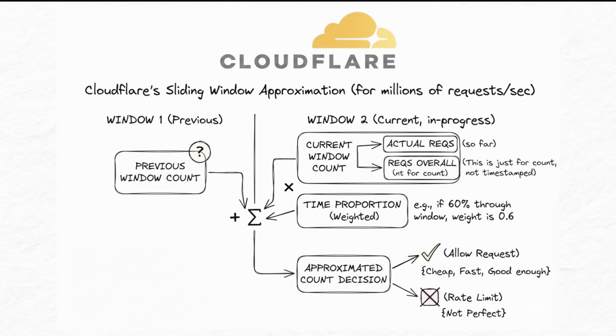Coming to the Cloudflare sliding window approximation. Instead of exact timestamps, it uses the previous window count and current window count, weighted by how far you are from the window. It's not perfect, but it's cheap, fast and good enough for millions of requests per second.